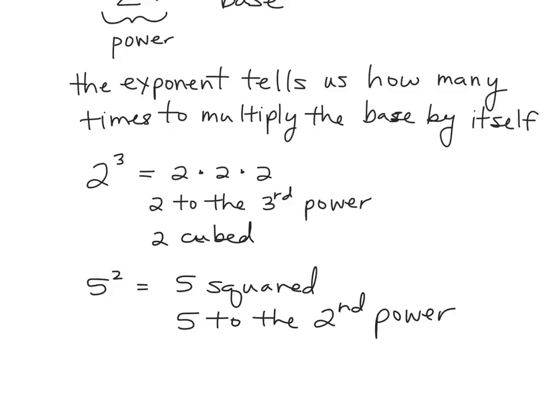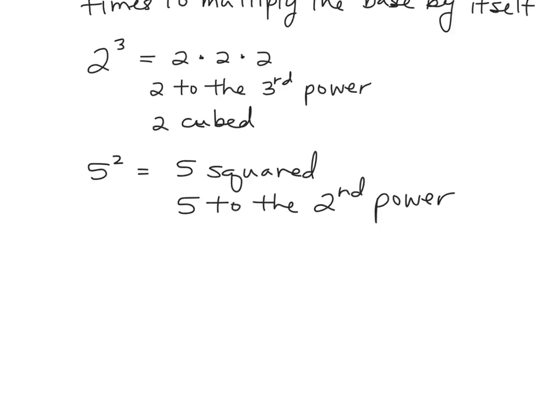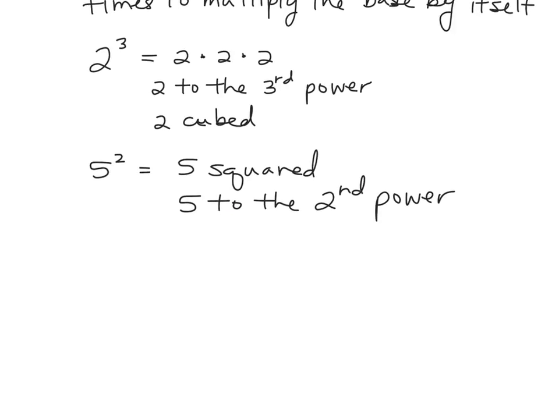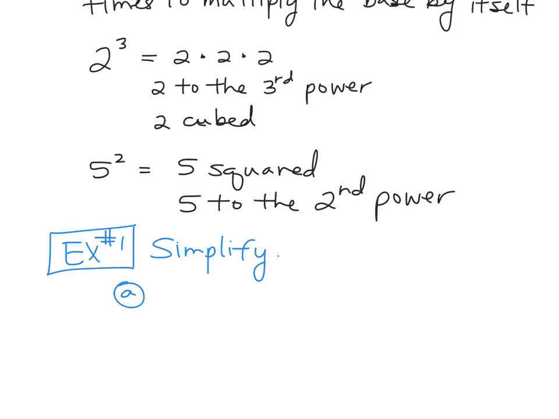So what we're going to do is we're going to simplify a few of these powers. Okay, so this is example 1 that we're going to do. And if I'm going too fast, just ask me to slow down and I will slow down, okay? Let me know. So example 1. They're going to say simplify. And here's our first example. Let's say we have 10 to the 5th power, okay? What is 10 to the 5th power going to look like if we were to write it out as a big problem?